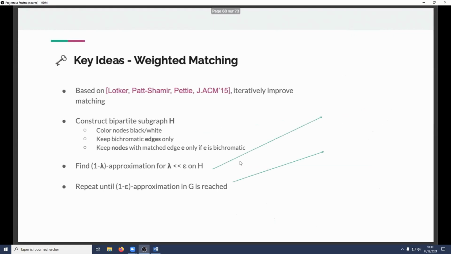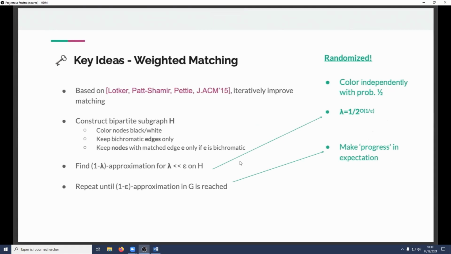So now how can we do this in a randomized setting? That's pretty simple. We color the nodes black and white independently with probability 1/2. As the approximation we are looking for on the subgraphs, we just choose something exponentially small in 1/epsilon. And then we can show that in expectation, we make some progress in the matching. For sure, if we sample a bad bipartite subgraph, our matching is worse than before, but in expectation, it is better every time we apply this construction.